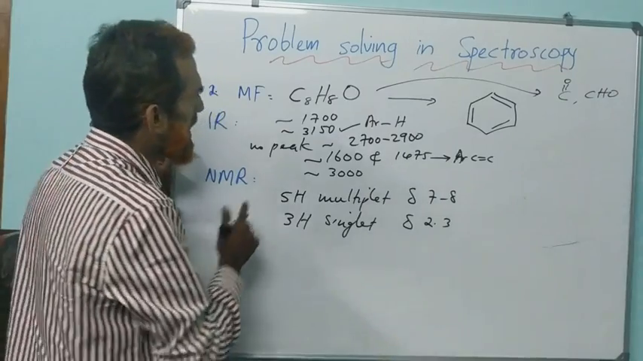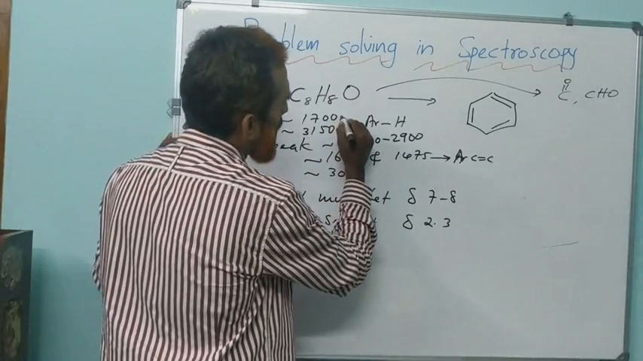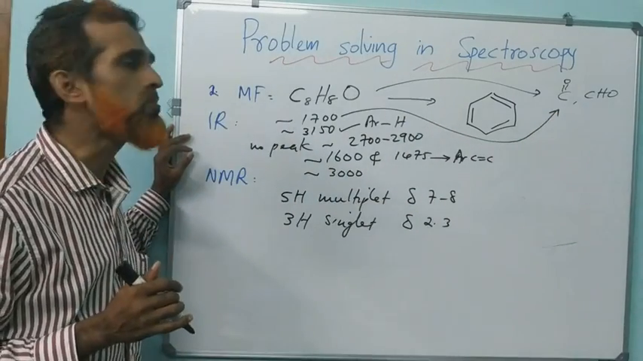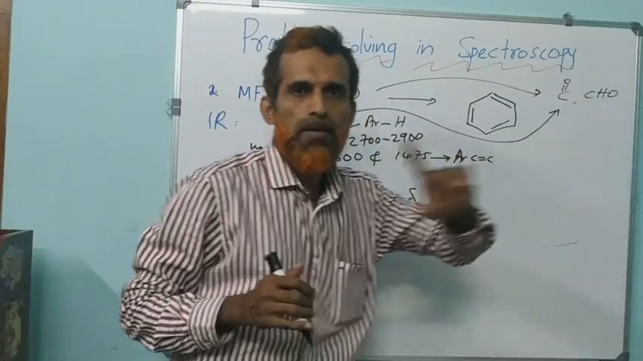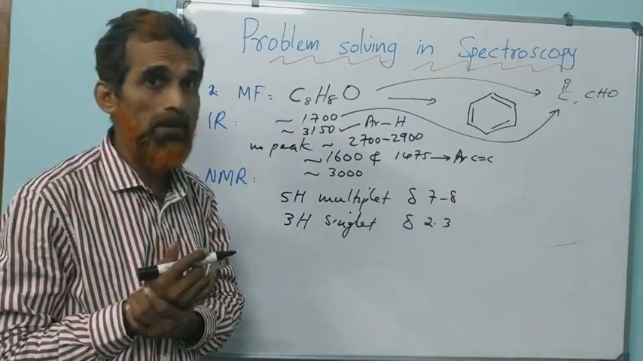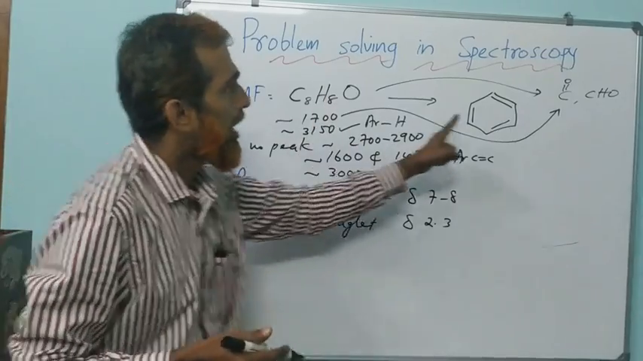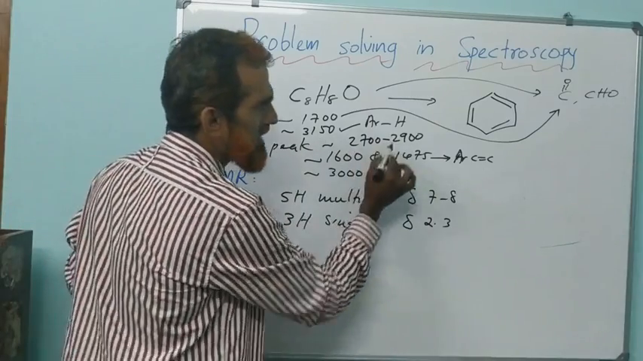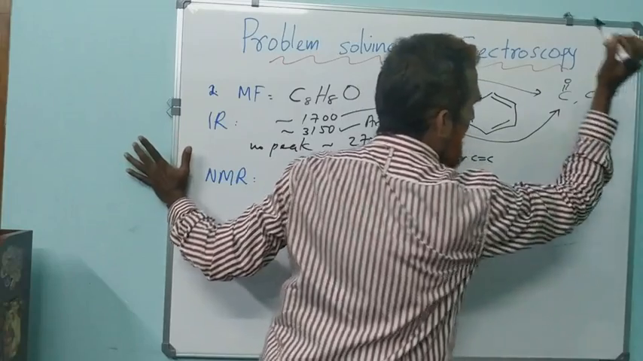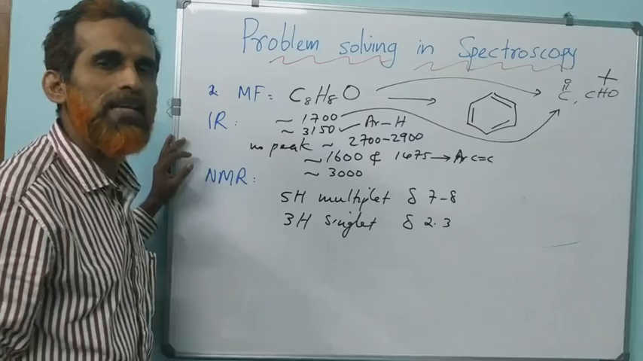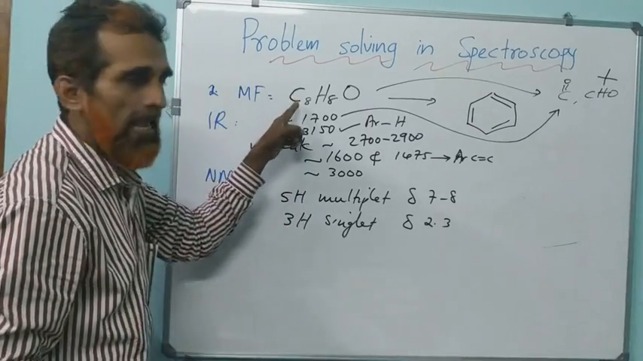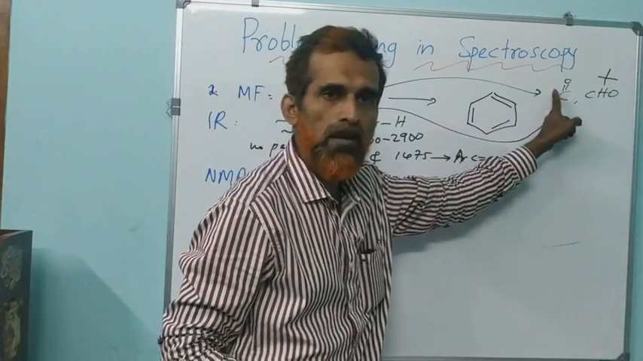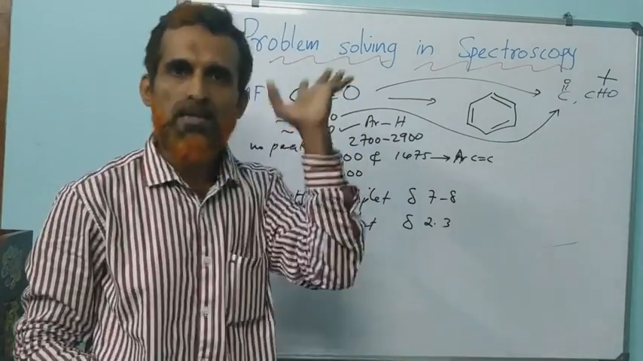Let's verify. There is a peak at 1700, which indicates it is a carbonyl compound. It can be aldehyde or ketone. It cannot be acid or ester because that needs 2 oxygens. So aldehyde or ketone. Then no peak in the 2700 to 2900 range indicates it is not aldehyde. It is ruled out. So the compound is an aromatic ketone. Only 8 carbon atoms: 6 carbon atoms are in the ring and 1 is the carbonyl carbon. Now only 1 carbon is left.